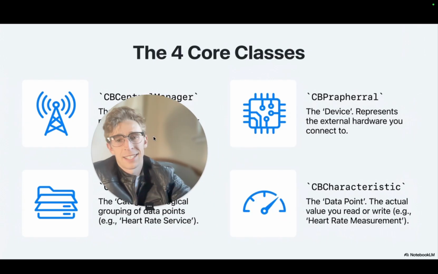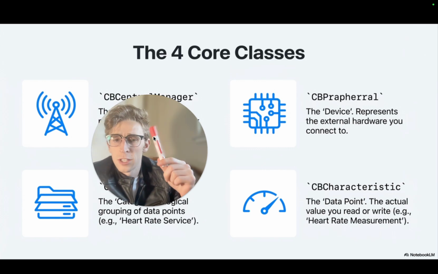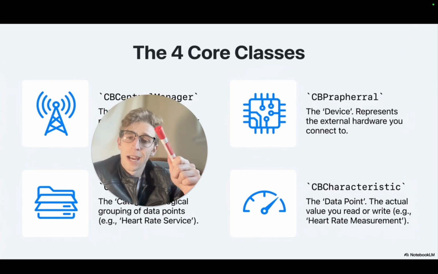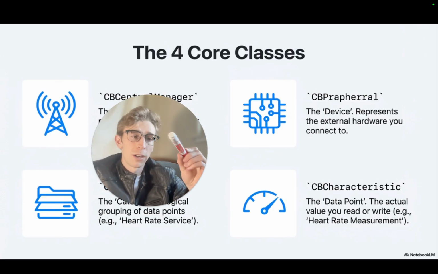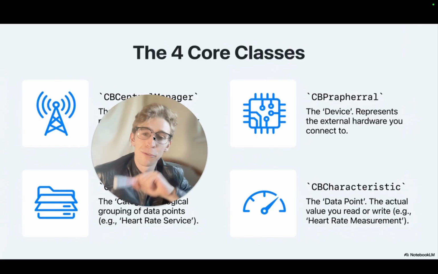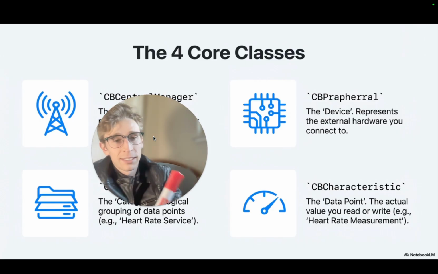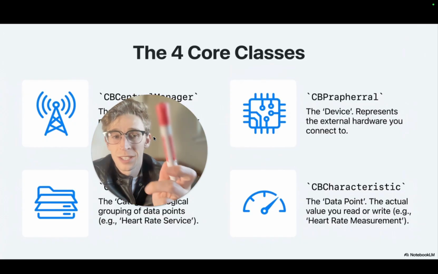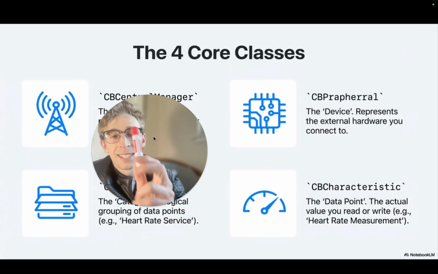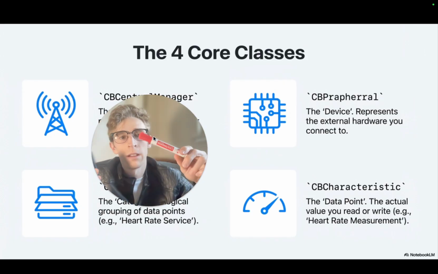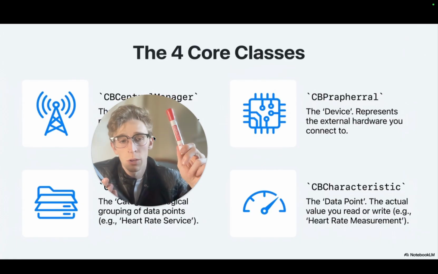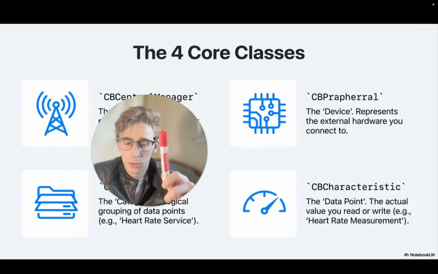Next is the CB Peripheral. In this video, we're going to pretend that this is a Bluetooth thermostat for all of the examples, and it might have some peculiar functions that a thermostat wouldn't normally have, but we're going to go with it. Now, this thermostat is our CB Peripheral. It's the device that you're connecting to, that you're interacting with from your phone, and it represents the external hardware that you are interacting with.